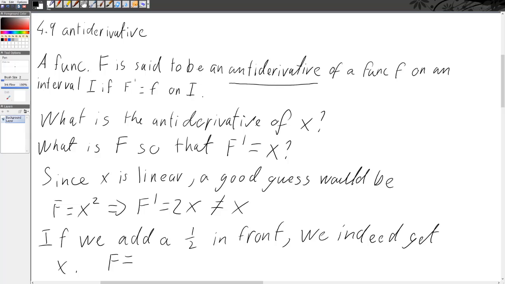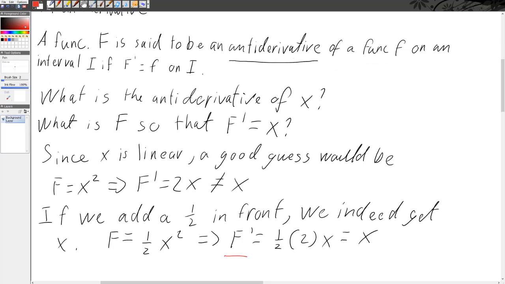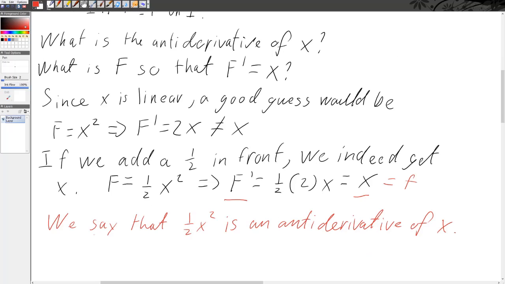If we add a 1/2 in front, we indeed get x. What this means is that our big F has to be 1/2 x squared. So when we take the derivative, we have 1/2, we bring down the 2, we subtract 1 from the exponent, which is indeed just x. Since the derivative of F is equal to x, which is little f, we say that 1/2 x squared is an antiderivative of x.